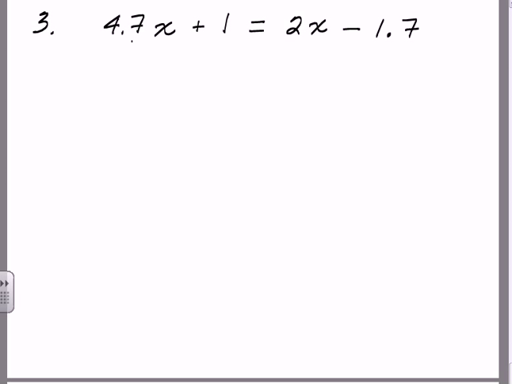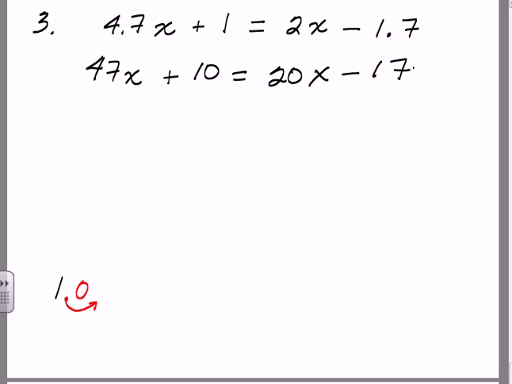I see one digit behind the decimal, none, none, and one digit. So if we want to get rid of that decimal, we have to move the decimal over one place for everybody. So let's see what we've got. That becomes 47x. Now this one, I'm going to put this down here. I don't see a decimal at all, so we know it's right here at the end, but we still got to move it over one place. So we've got to fill that in with a 0, so that becomes 10 equals, move that decimal over one place, and that becomes 20x minus 17.